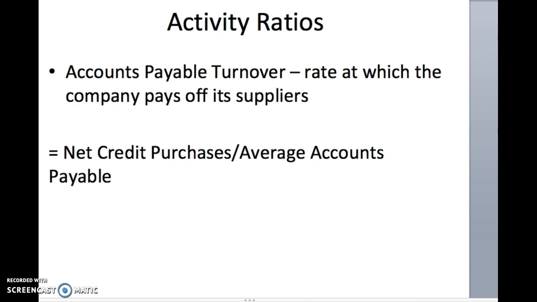Now for accounts payable turnover, the label is also times, and this measures how fast the company can pay off its suppliers. That could be computed by dividing the net credit purchases, or in other words, purchases on account, divided by average accounts payable. Average accounts payable can be computed by adding the beginning value plus the ending value divided by 2.